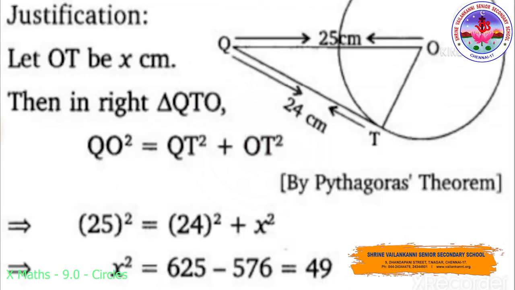Coming to the solution, we are considering right angle triangle QTO, where OQ is the hypotenuse. So using Pythagoras theorem, OQ squared is equal to OT square plus QT square. Which is 25 square is equal to 24 square plus x square, where x denotes the radius of the circle. So x squared is equal to 625 minus 576, which is equal to 49. Hence x is equal to square root of 49, which is equal to 7 centimeter. So hence I got OT as 7 centimeter.